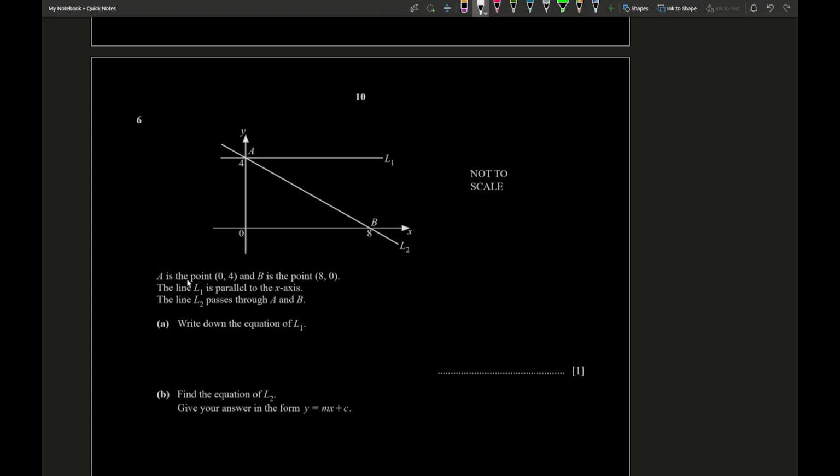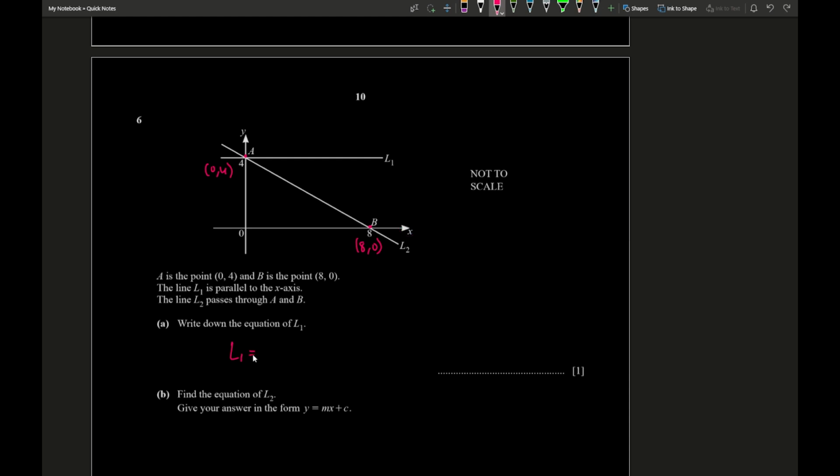Question number 6. A is the point 0, 4. Okay, let me just write down 0, 4. And B is the point 8, 0. The line L1 is parallel to the x-axis. That's very obvious. And the line L2 passes through points A and B. Write down the equation of L1. L1 is a horizontal straight line that is parallel to the x-axis.